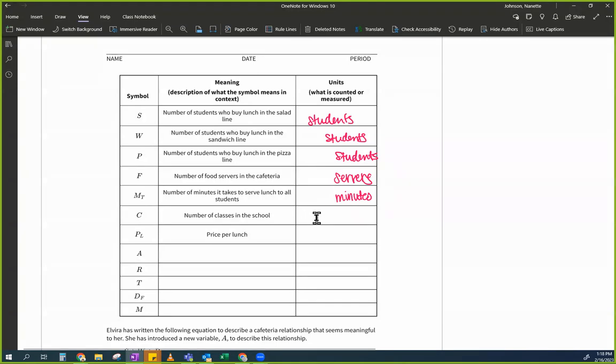Okay, what about this next one? Number of classes. Yeah, someone put classes. Very good. Okay, very good. And last one. What's this last one? Price per lunch.